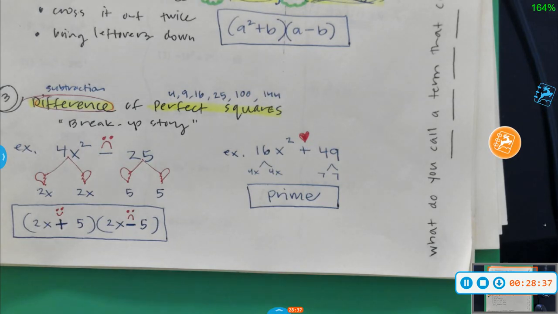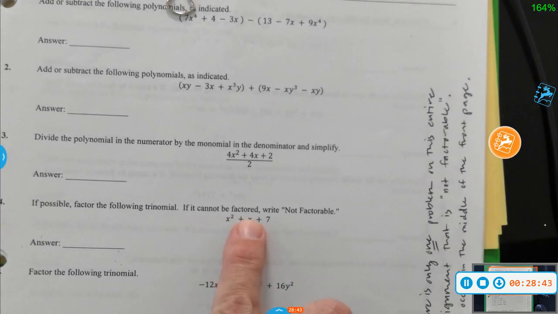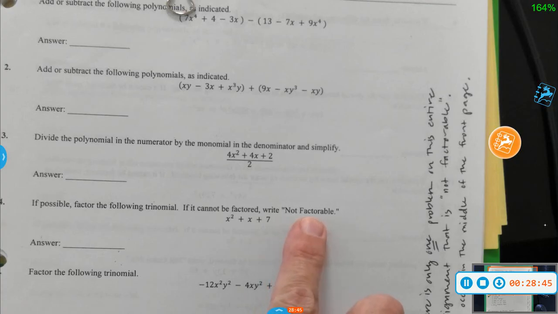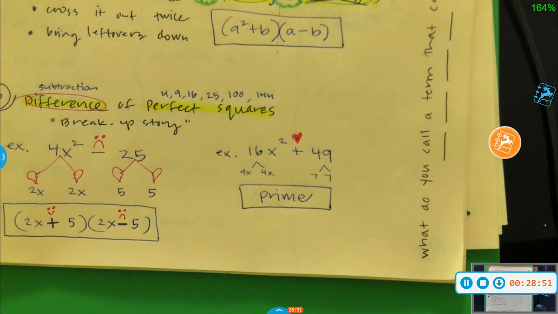Now, later we're going to do this worksheet right here. And it's going to say, if it cannot be factored, write not factorable. I prefer the word prime. It is shorter and it is more mathematical than not factorable.